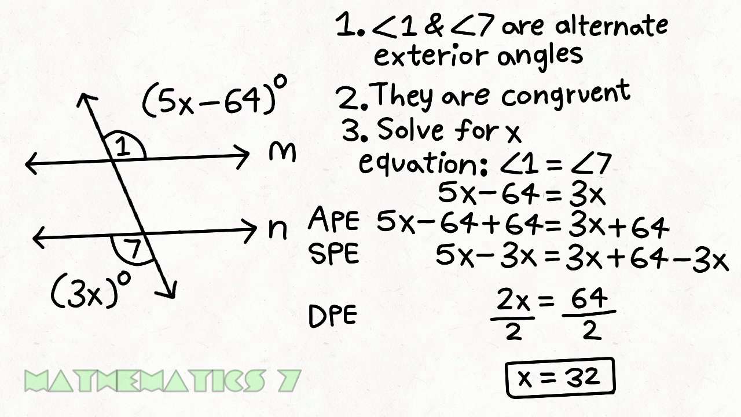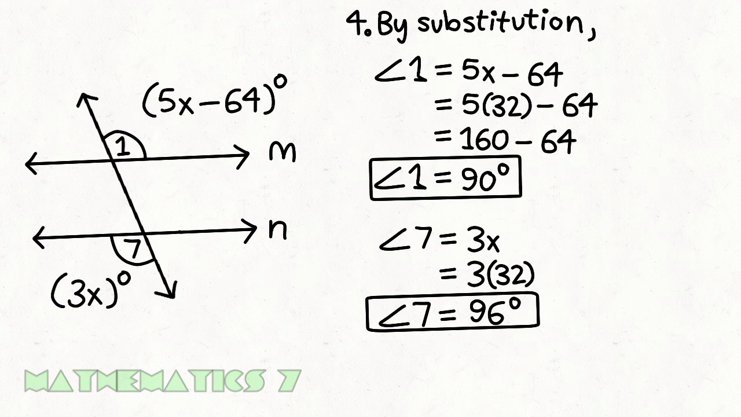Angles 1 and 7 are alternate exterior angles. Alternate exterior angles are congruent. Solve for x. Substitute. Combine. Solve for angles 1 and 7.